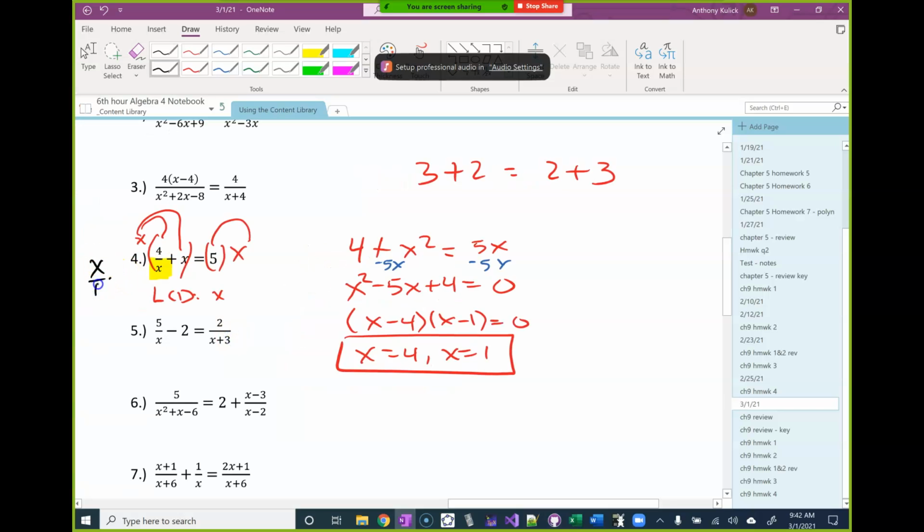I said it aloud because the multiplication was trivial there. There's only one thing that was going to do any canceling, so I just did it aloud. Is that cool? Yeah. Okay.